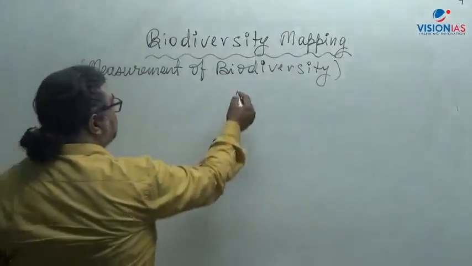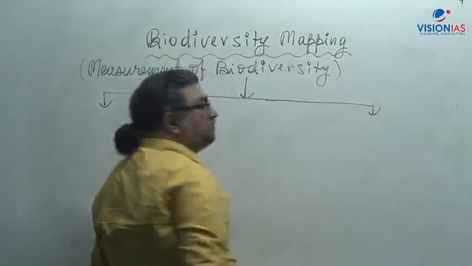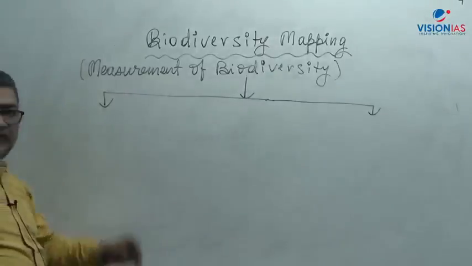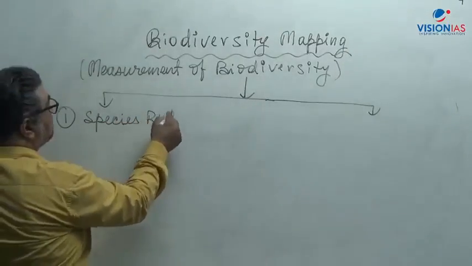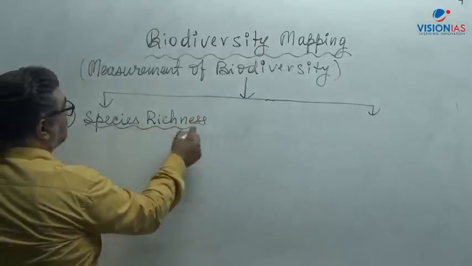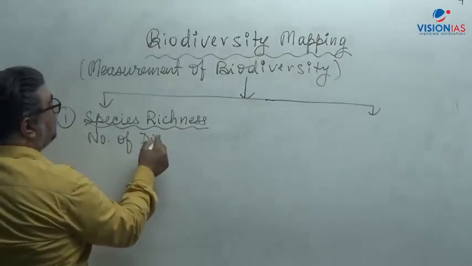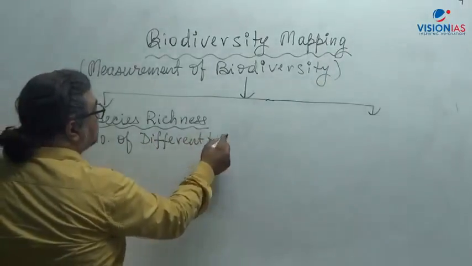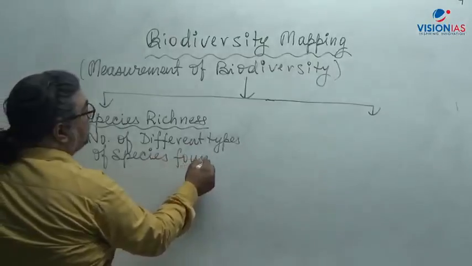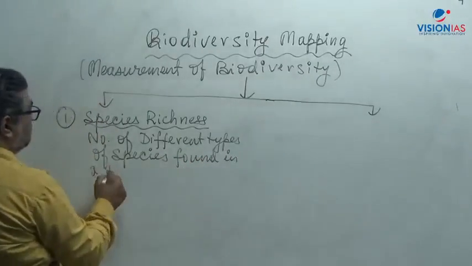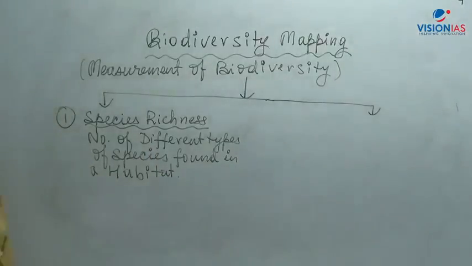So now let me come across here. There are two aspects. Please write this one. The two aspects are there. One is something called species richness. What is species richness? That is the number of different types of species found in a habitat. How many types of species do you come across in a habitat? That is called richness.